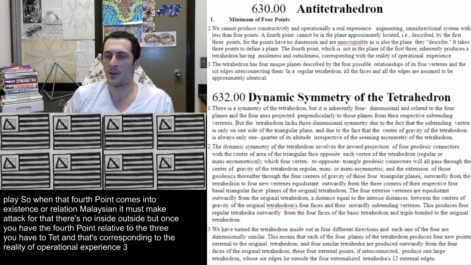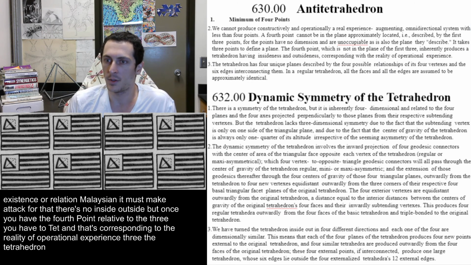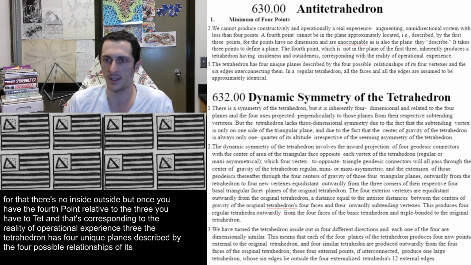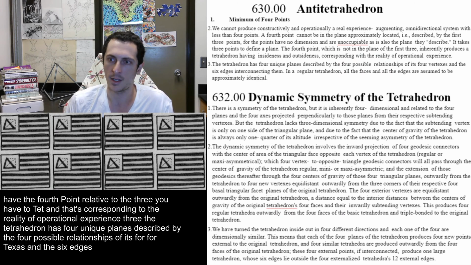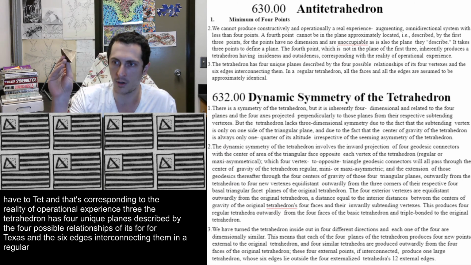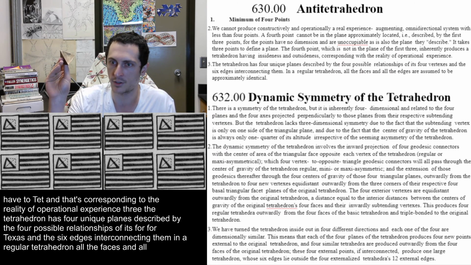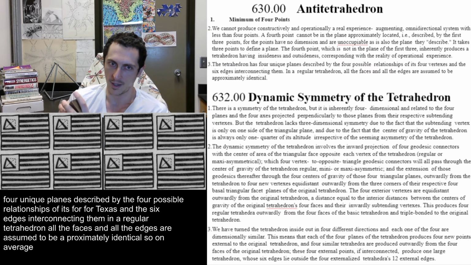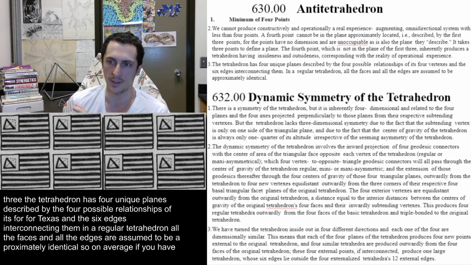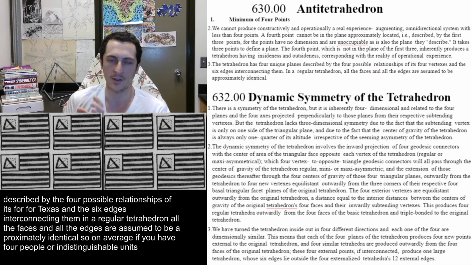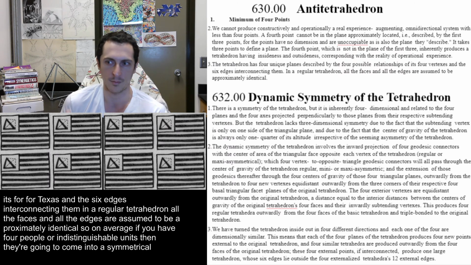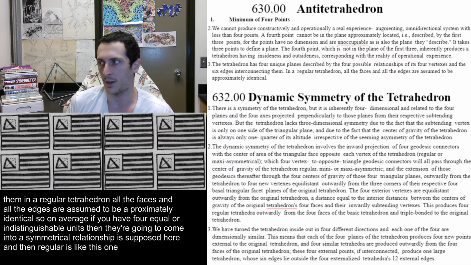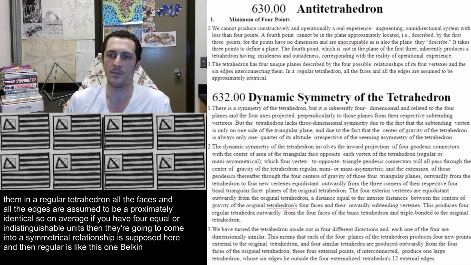3. The tetrahedron has 4 unique planes described by the 4 possible relationships of its 4 vertexes and the 6 edges interconnecting them. In a regular tetrahedron, all the faces and all the edges are assumed to be approximately identical. So on average, if you have 4 equal or indistinguishable units, then they're going to come into a symmetrical relationship, and regular is like this one. They all kind of are. 632.